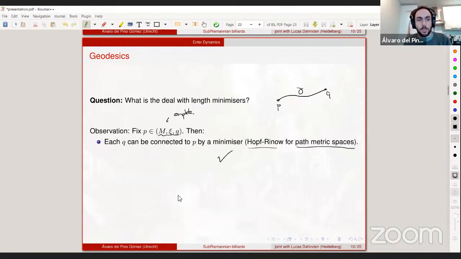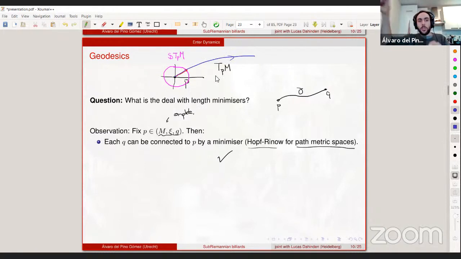So we have minimizers. Now, the point, of course, is that in Riemannian geometry, it's not just that you have minimizers, it's that minimizers are pretty nice. So for instance, if I'm at a point and I draw its tangent space, then what are the geodesics starting at P? Let's say unit geodesics. Unit geodesics starting at P are in correspondence with the unit sphere of the metric. So once I choose a vector here, there's a corresponding unique geodesic that sprays out of it.